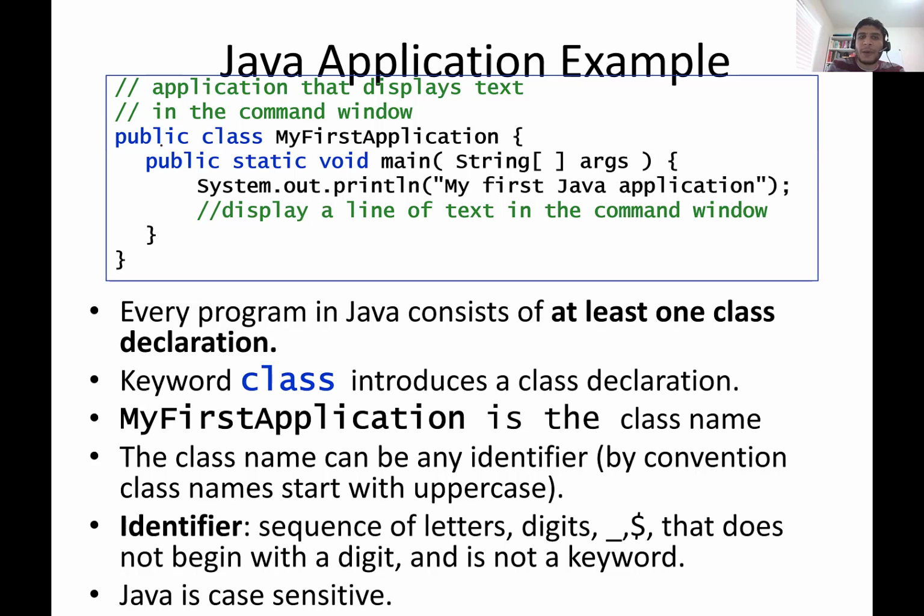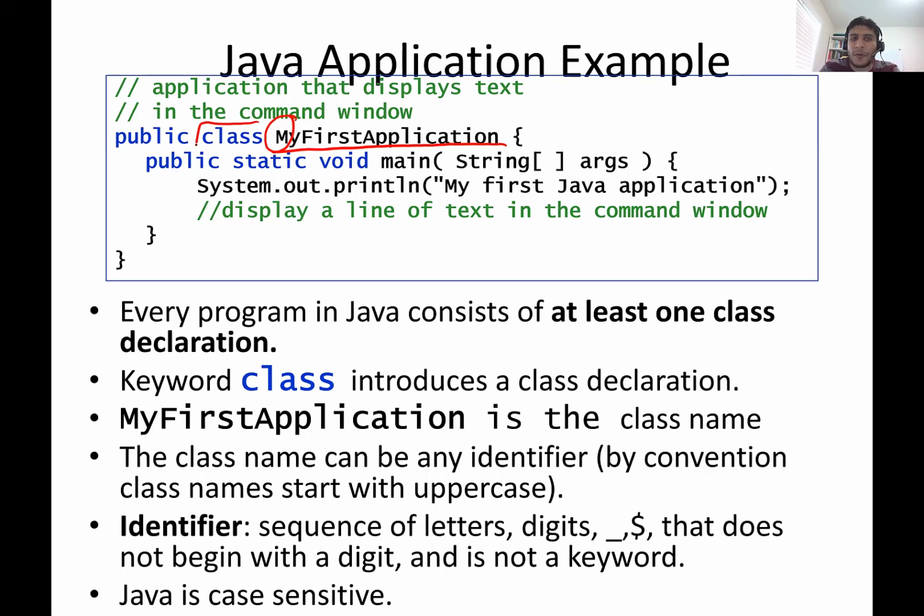So here we define a public class, my first application. This is the name of the class. You can call it anything as far as it's a valid name. For example, you don't start with a special character. Usually the convention is you start with a capital letter, and it has to be public class, like that. At least one class has to be public.